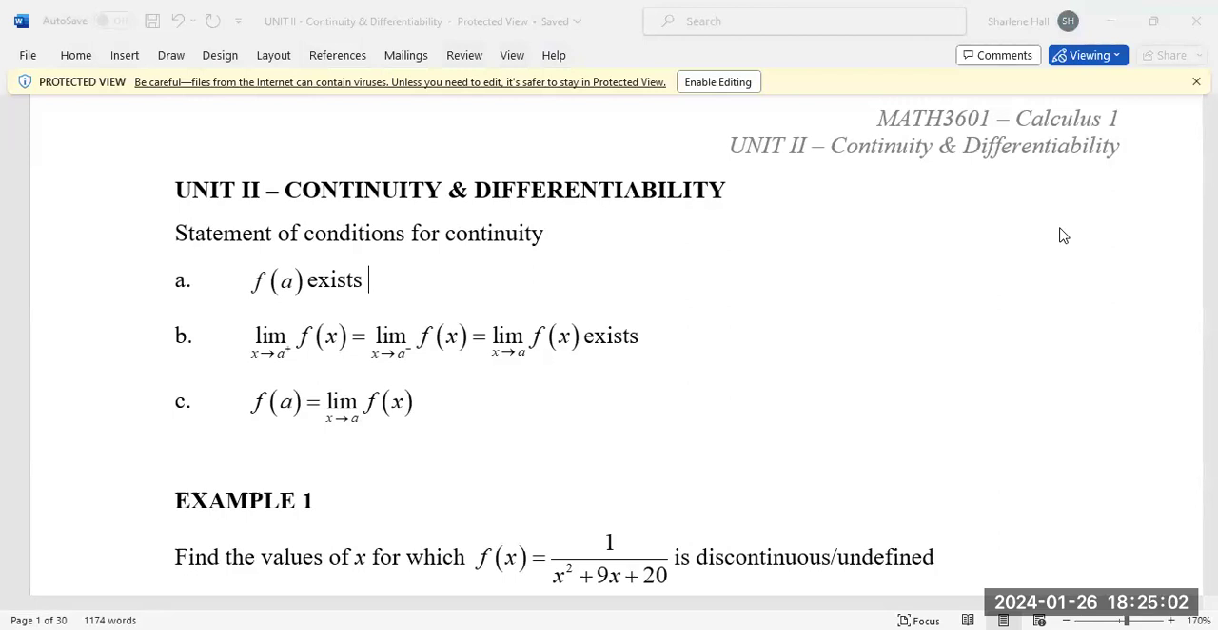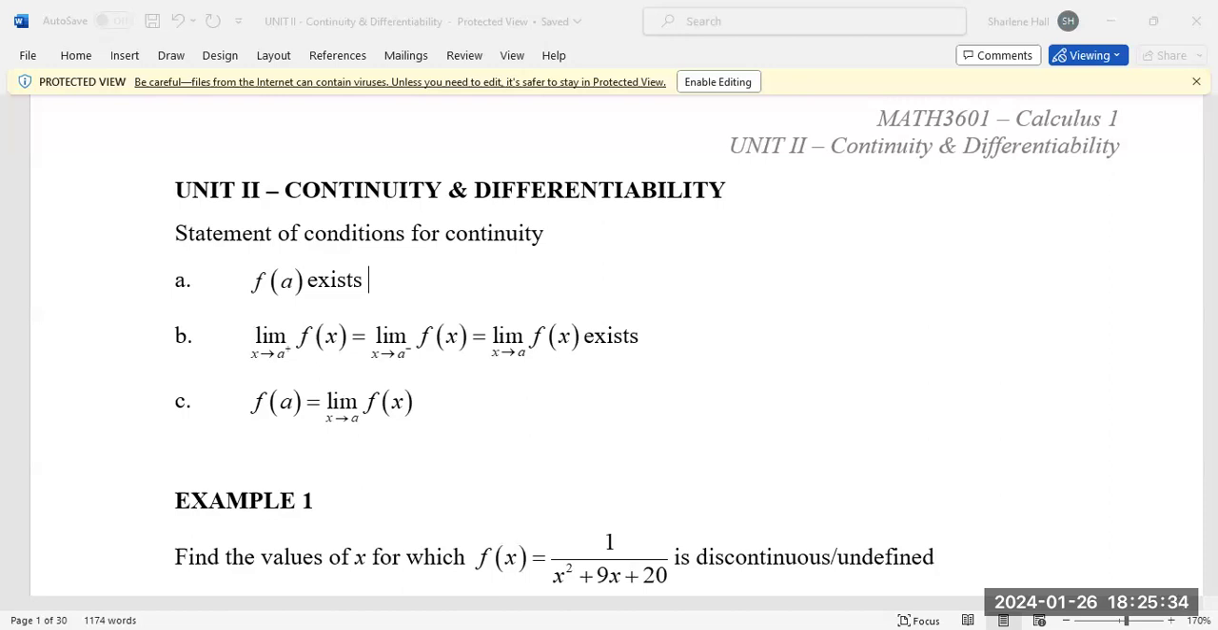So we're on to unit 2. We have completed our unit 1, and I'm feeling confident enough that you guys understand. So let us attempt unit 2 and let's look at some conditions for continuity.